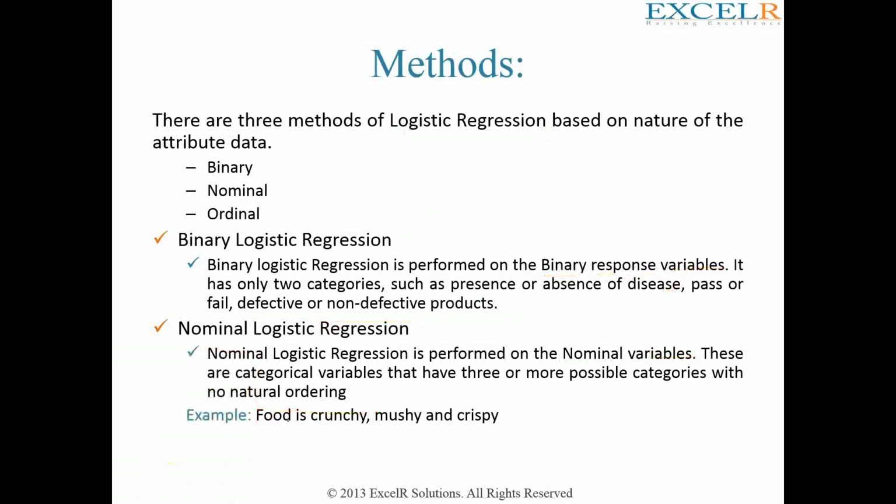A few of the people might say food is crunchy, a few might say it's mushy or crispy, right? There is no set order that crunchy should come first, then mushy, however you want to pronounce it. And the third thing is crispy. There's no set order in this way. And if you do not have any natural ordering, then that falls under nominal logistic regression. That's nominal data for that case.